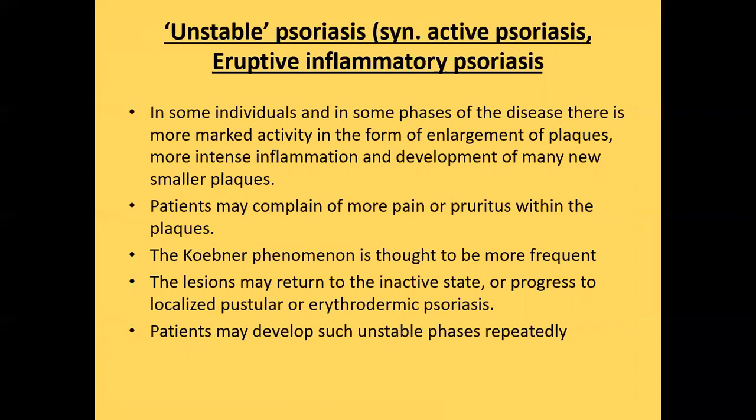Unstable psoriasis, also known as active psoriasis or eruptive inflammatory psoriasis. In some individuals and in some phases of the disease, there is more marked inflammatory activity that manifests in the form of sudden enlargement of plaques, sudden intense inflammation, or development of many new plaques suddenly. So the sudden eruptions or sudden changes are important to label it as unstable psoriasis. Patient may complain of more pain or pruritus within the plaques. Koebner phenomenon is thought to be more frequent. Lesions may return to an inactive state or progress to localized pustular or erythrodermic psoriasis. Such patients may develop unstable lesions repeatedly.